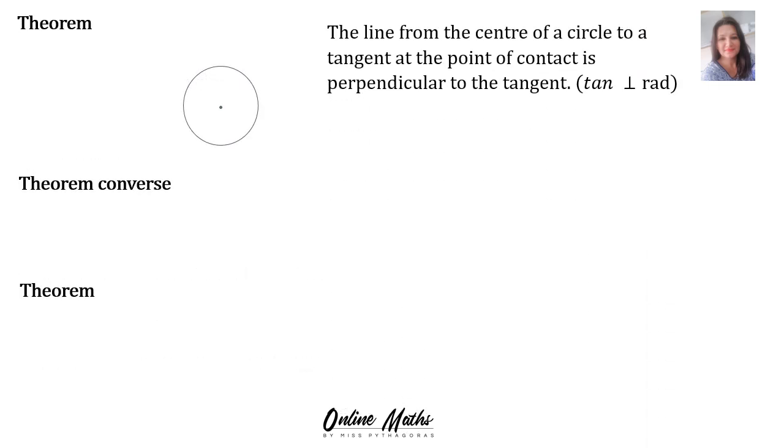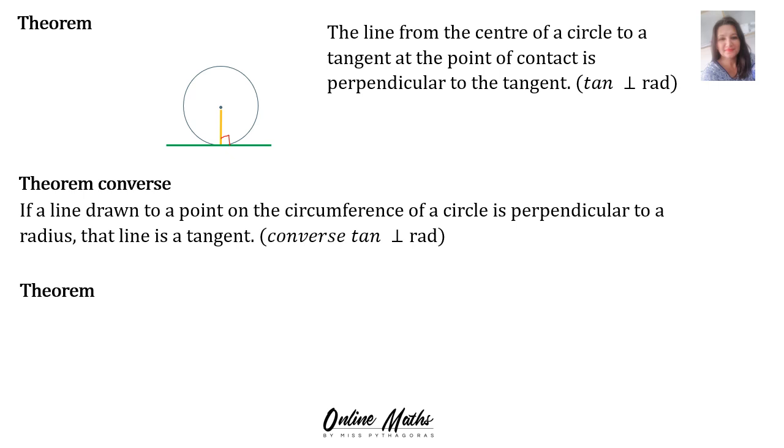The line from the center of a circle to a tangent at the point of contact is perpendicular to the tangent. And then your abbreviation there is tan perp radius, like that. The converse of this theorem is: if a line drawn to a point on the circumference of a circle is perpendicular to a radius, that line is a tangent, and it's called the converse of the tan perp radius theorem. And you will use this converse if you have to prove that a line is a tangent.